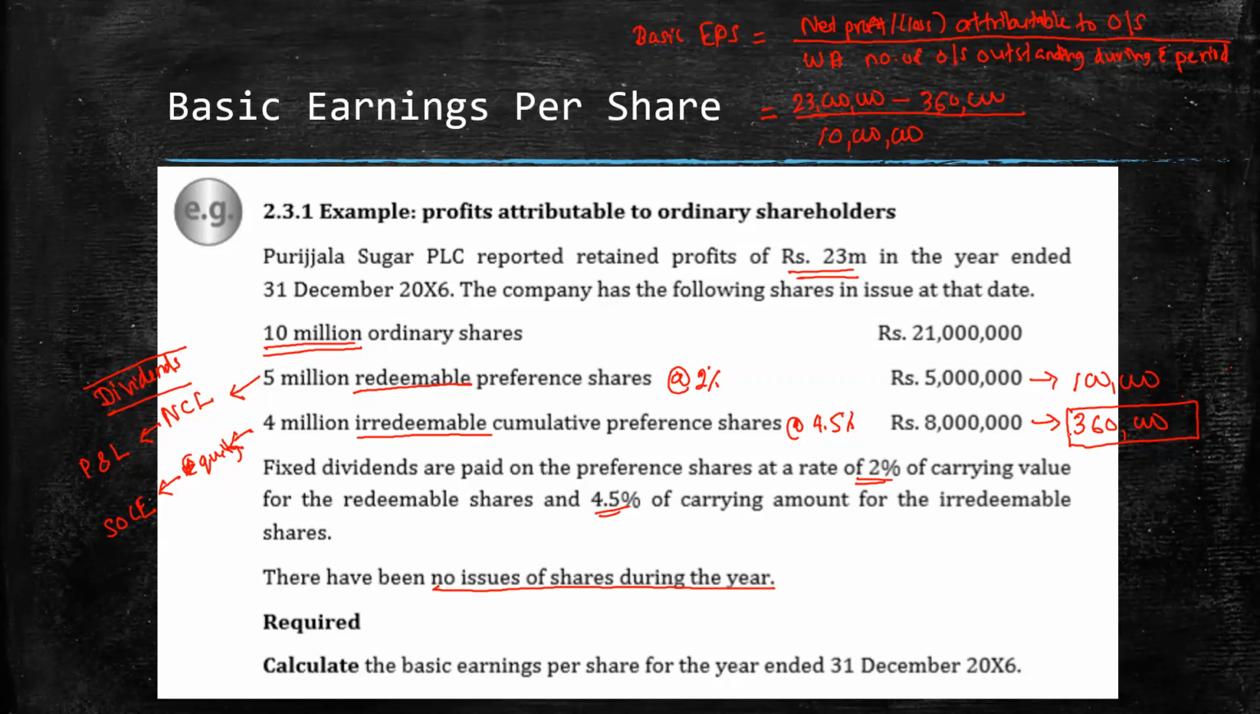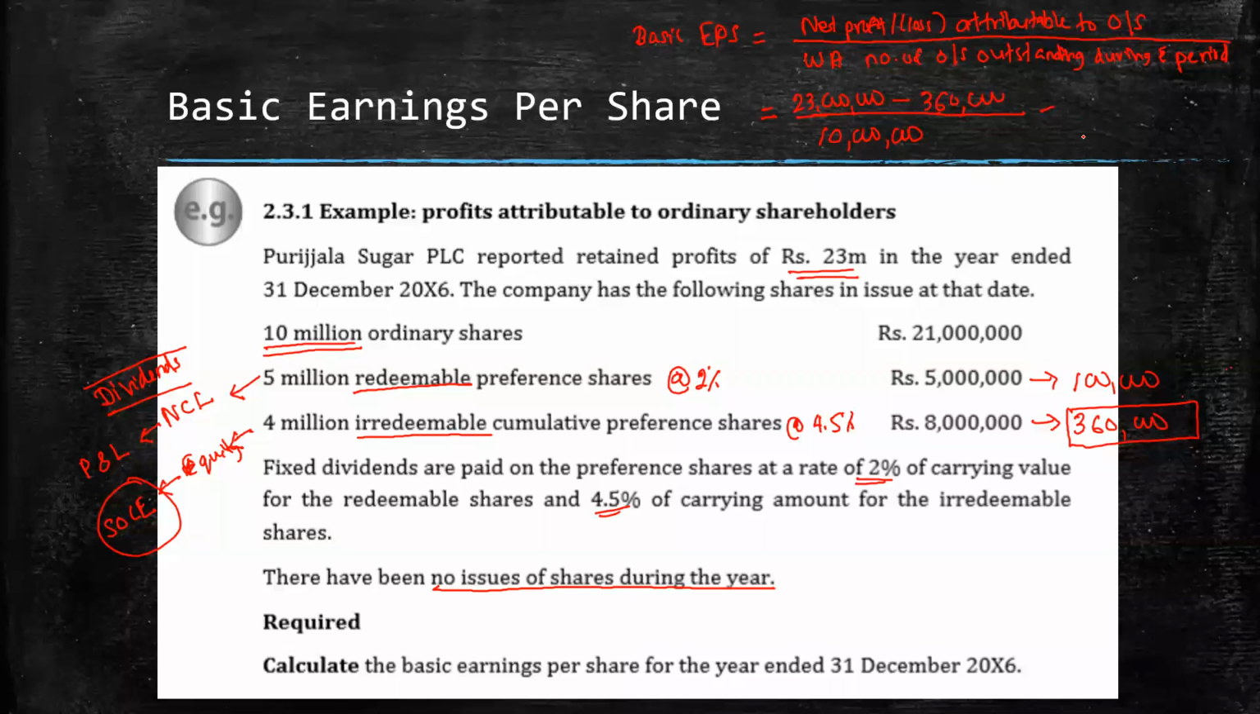But what about this 360,000? This is in where? This is in our statement of changes in equity. So what happens? When calculating net profit, this has not yet been deducted. It is not even something that belongs to ordinary shareholders. Therefore, that 360,000 only we need to deduct from here. Hope it is clear. Right?